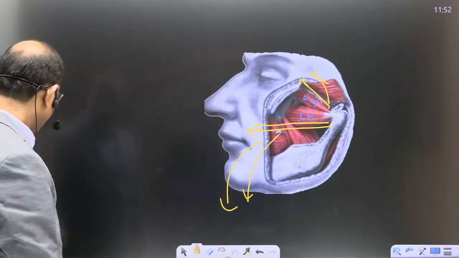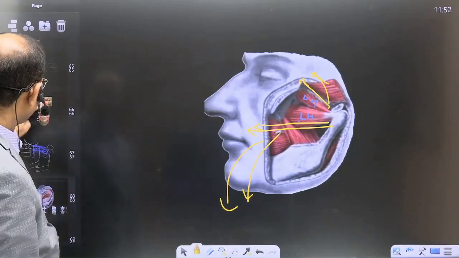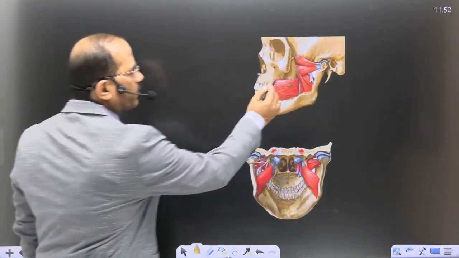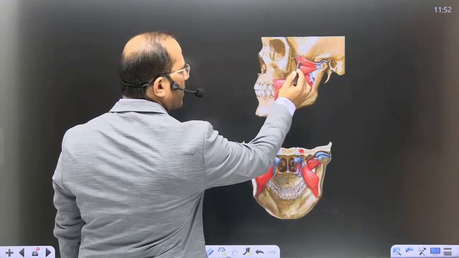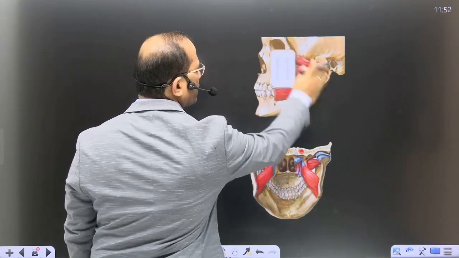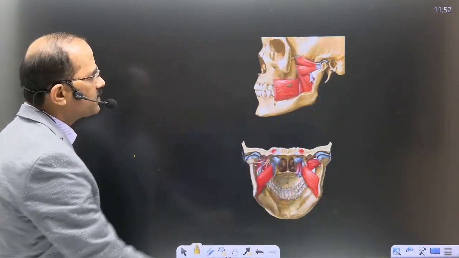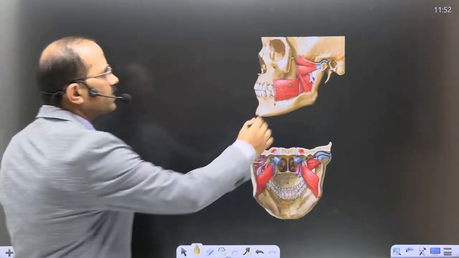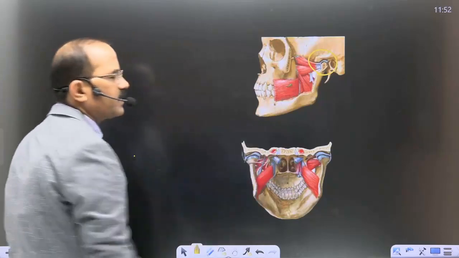Is it slightly difficult? You tell me. Look at this slide once again. So what is this head of the lateral pterygoid? That's the upper head of lateral pterygoid. That's the lower head of lateral pterygoid. Upper and lower head of lateral pterygoid, inserted into the pterygoid fovea of the neck of the mandible. What is this joint? That's the TM joint.